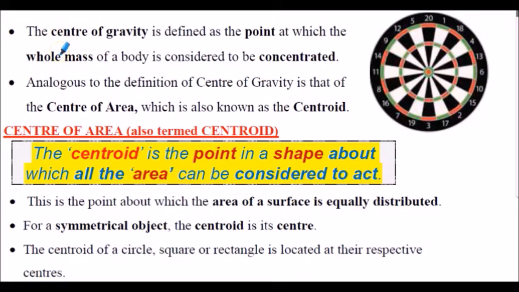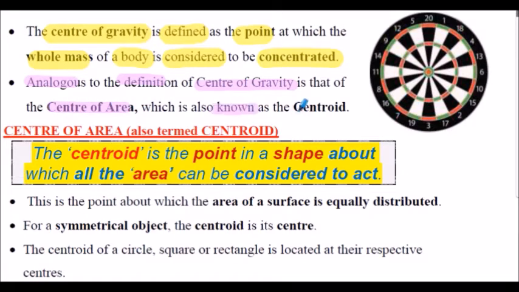We're probably familiar with the term centre of gravity. That's defined as the point at which the whole mass of the body can be considered to be concentrated or to act. Analogous to the definition of the centre of gravity is that of the centre of area, also known as the centroid. The definition of the centre of area or centroid.